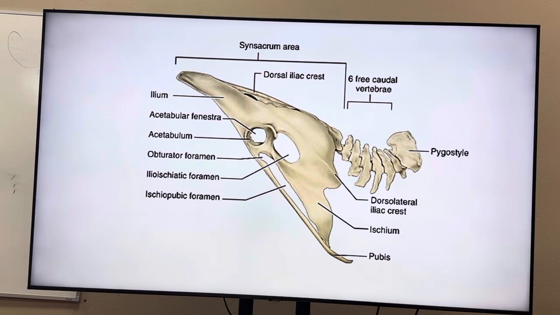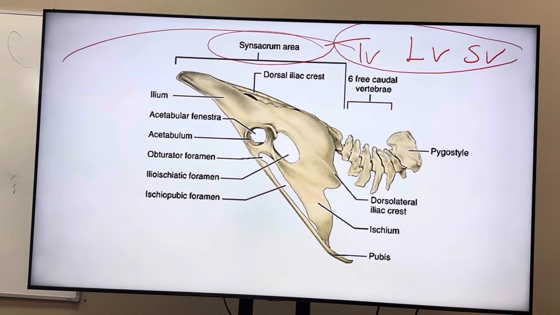So the pelvic bone is fused dorsally, and we have what we call the sacrum here. The sacrum is a fusion of thoracic vertebrae, lumbar vertebrae, and sacral vertebrae. So this fusion, anywhere we mention fusion, when we ask what is the significance or relevance of this fusion, the first thing that will come to mind is to reduce the weight of the bird.